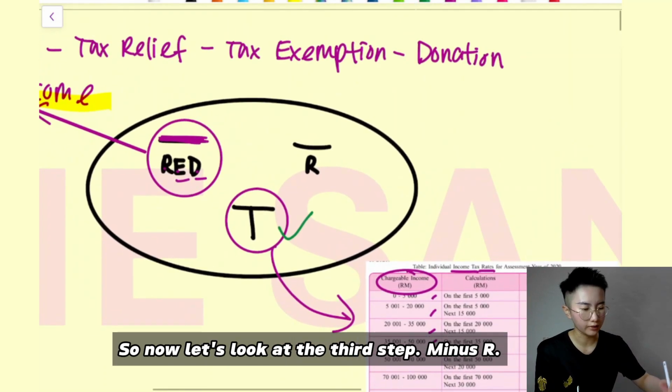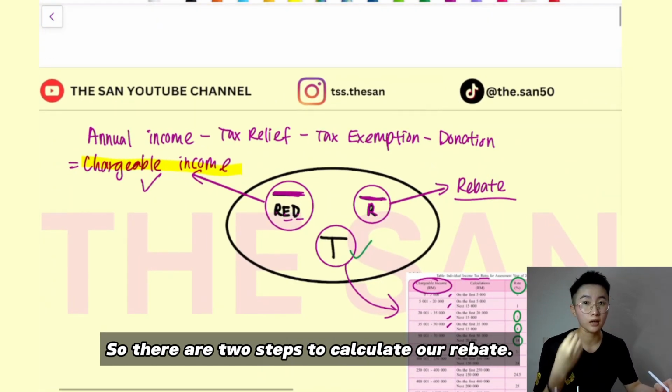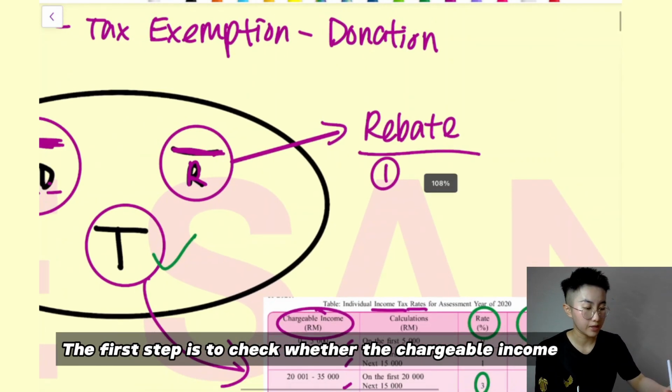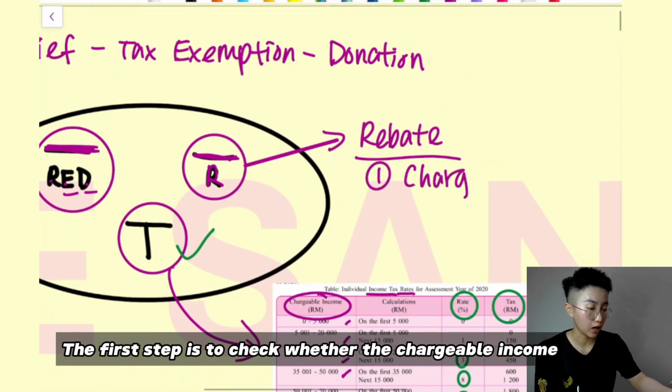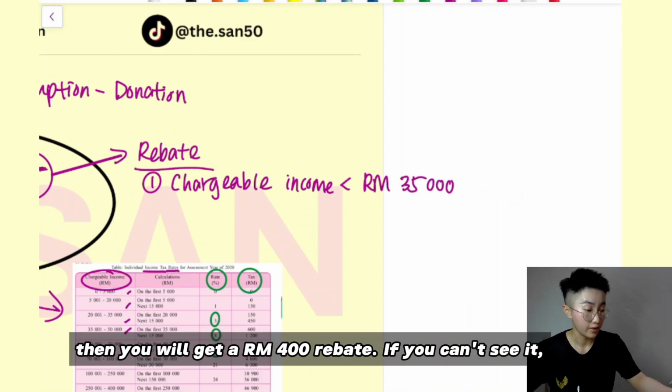Now let's look at the third step, minus R. What does it mean? It means minus rebate. There are 2 steps to calculate our rebate. The first step is to check whether the chargeable income is less than 35,000 or not. If yes, then you will get a 400 ringgit rebate.